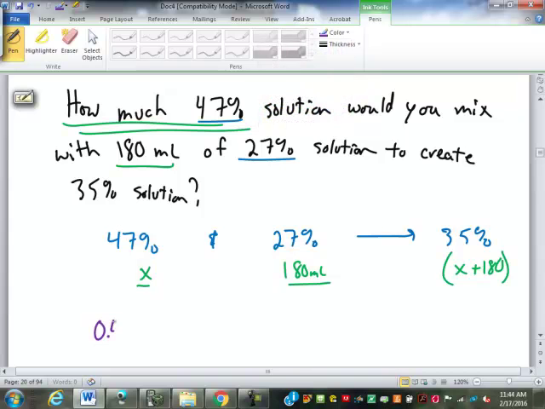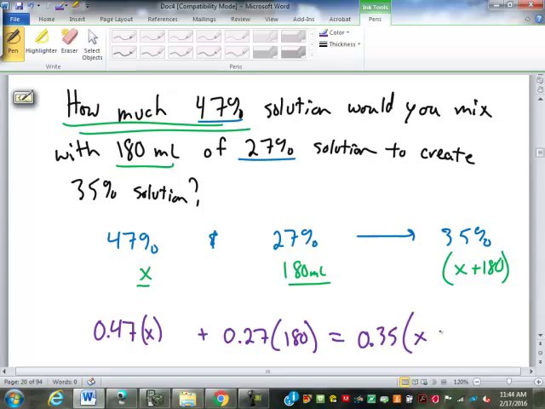Giving us 0.47X. You put that in parentheses at first. Plus 0.27 for our 27% times its volume of 180 equals 35% becomes 0.35 times X plus 180.